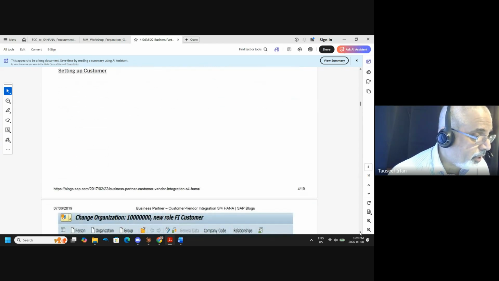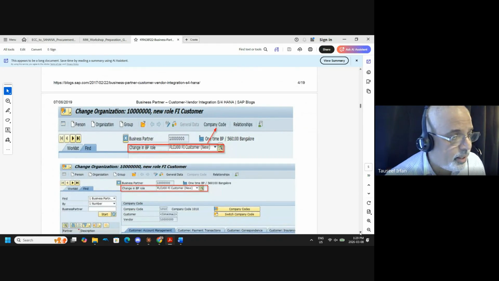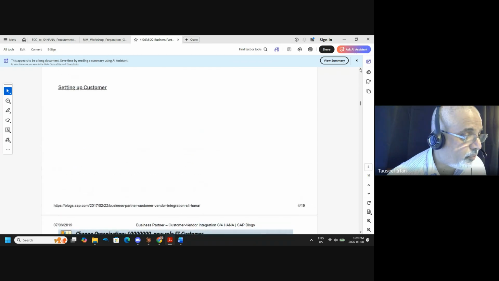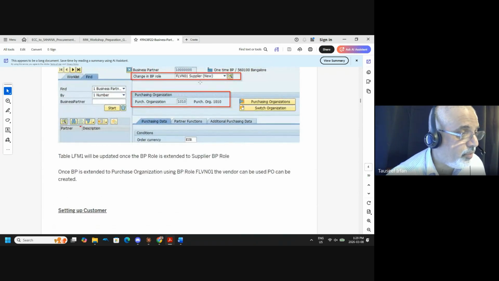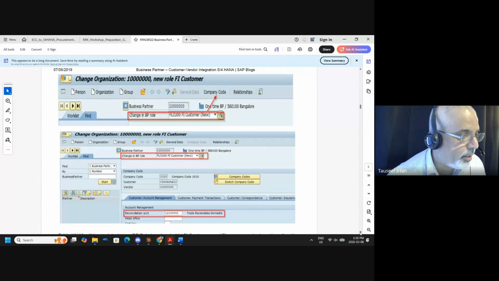Okay, setting up the customer. So this is another one. A business partner can be a vendor, can be a customer. So a business partner number can be the same, but the role is different. Here, FLCU. That was FLVN. Here is FLCU. Just remember that. And the roles are different. FLVN is vendor, and FLCU is customer. CU customer, VN vendor.